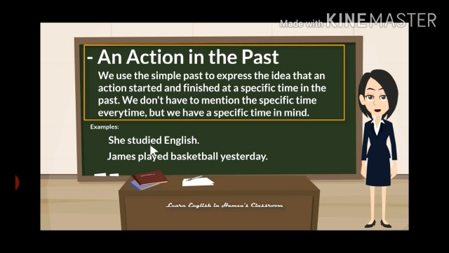For example, he studied English. James played basketball yesterday. This one, yang ini tidak di-mention the specific time-nya. And this one, yang ini di-mention specific time-nya yaitu yesterday. But both of these sentences are action in the past. Keduanya ini termasuk kegiatan yang sudah lampau. Okay, next.